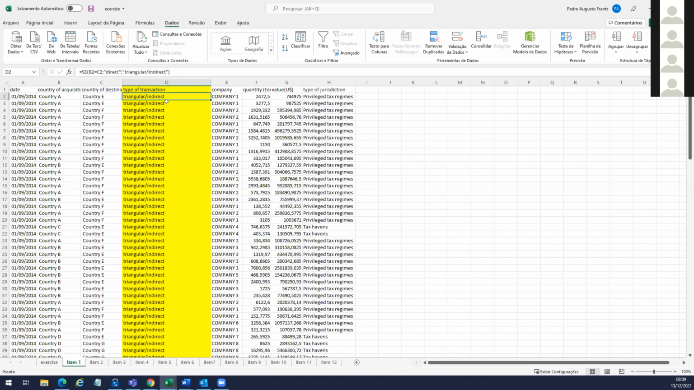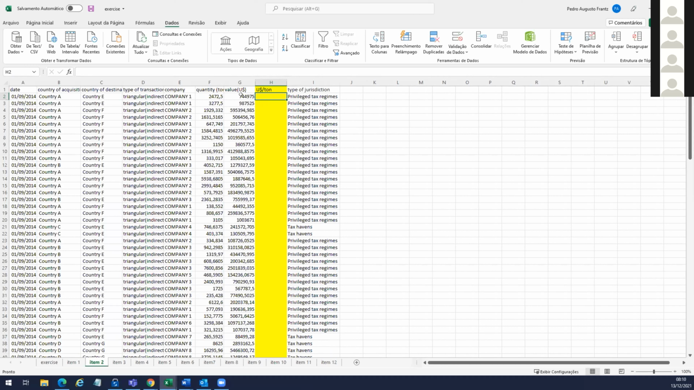Next step, calculate the prices in US dollars by ton. Let's return to our sheet. Item 2. We have here two metrics: total value of operation in G column and quantity in tons in F column. To calculate the price in US dollars by ton, you must divide total value of transaction by quantity.